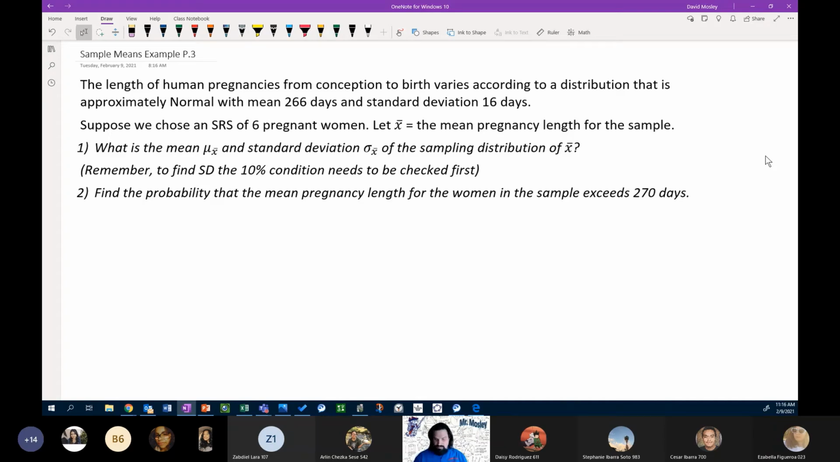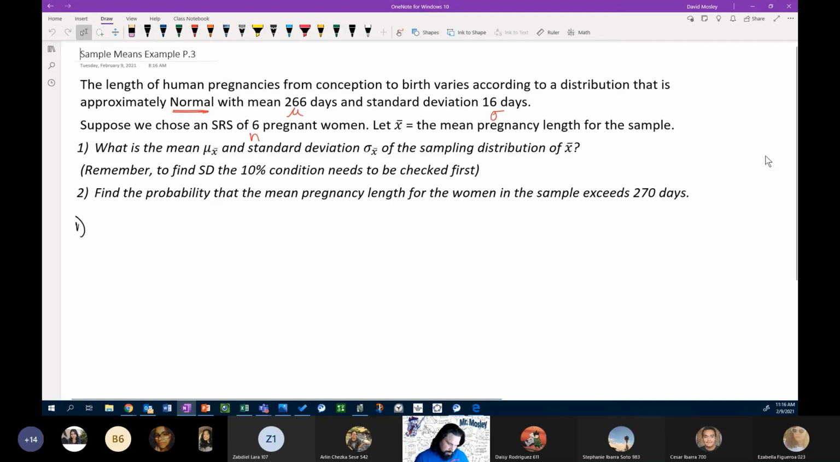So now, again, let's see what values we have given here. We know that this is approximately normal with a mean mu of 266 days and a standard deviation, sigma of 16 days. We have an SRS of 6, that's n, right? And x bar is the mean pregnancy length for the sample. We want to calculate the mean of x bar and standard deviation of x bar of the sampling distribution of x bar. But again, we have to check that 10% condition before finding the standard deviation.